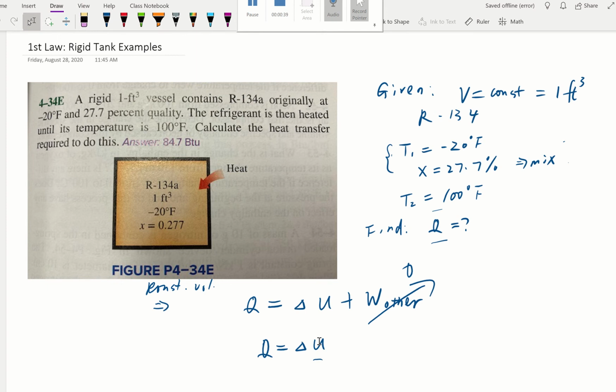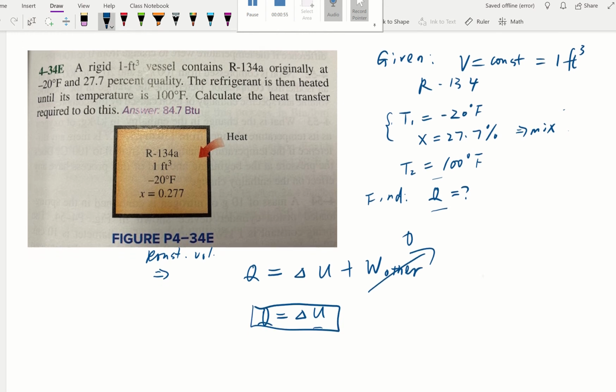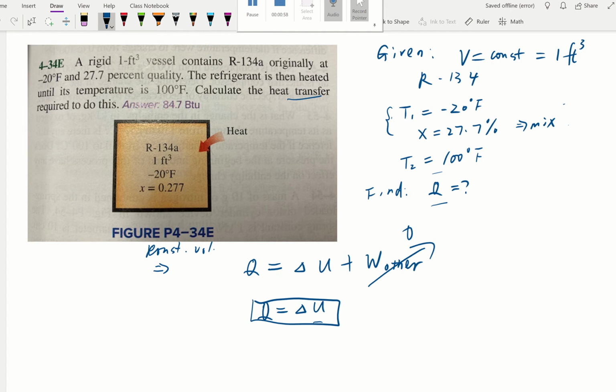In that situation, we're going to review what we said about a constant volume. Our first law equation is heat transfer Q equal to delta U plus work, and there's no work, so our equation will be just Q equal to delta U. So in order to find this heat transfer, we just need to find the internal energy change. In order to do that, first we're going to look at state 1. At state 1, they give us a mixture, and they give us the quality. So our V1 is going to be equal to VF plus X VFG.